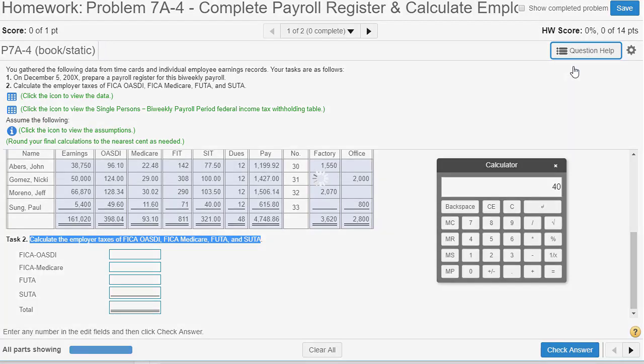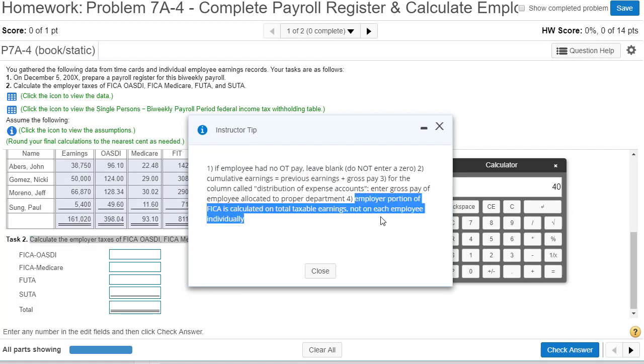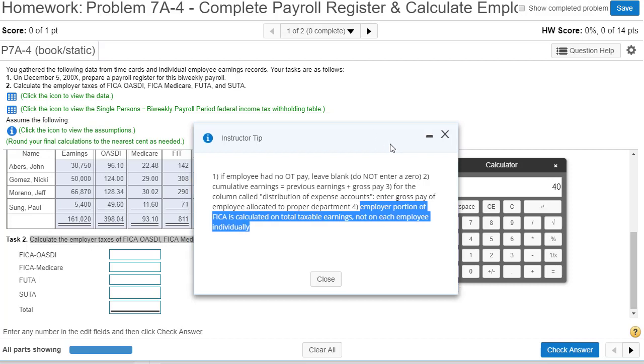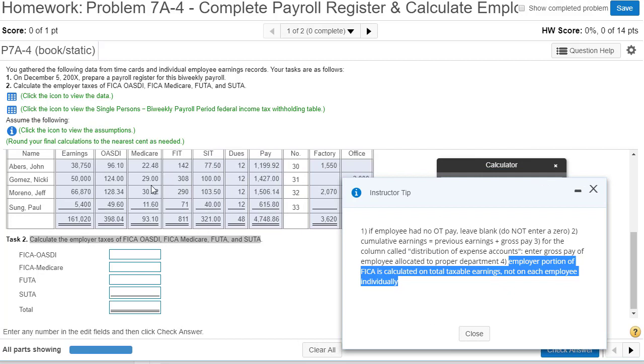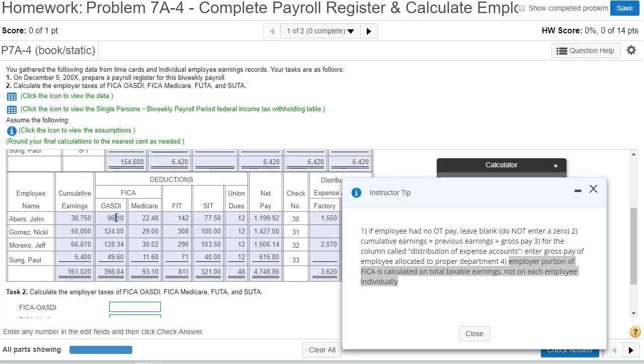Let's go back to my instructor tip. The last instructor tip says the employer portion of FICA is calculated on total taxable earnings, not on each employee individually. In other words, don't go up to the employee deductions and just assume it's going to be exactly the same as these. In other words, you can't assume it's going to be 398.04 exactly. Same with the 9310.